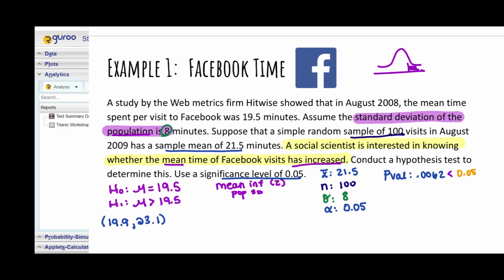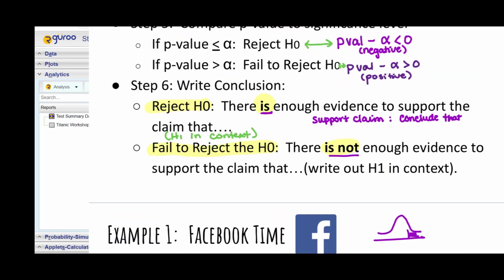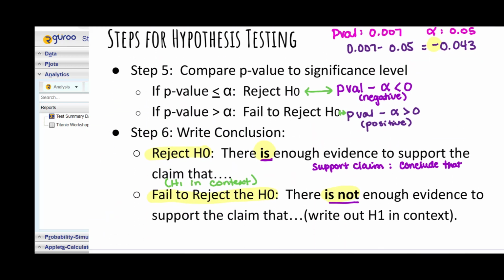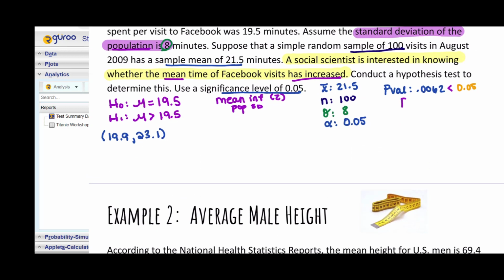If you're not certain, let's type it in here. 0.0062 minus 0.05. I got a negative, which means it's less. And if it's less, the decision that we make is reject the null. So that's my decision. I am rejecting the null. So you want to write that out. You want to write that we are rejecting the null. And then once you do that, then you're going to write your conclusion.